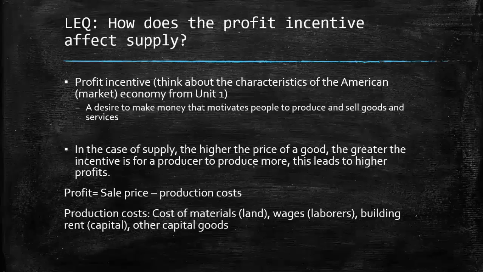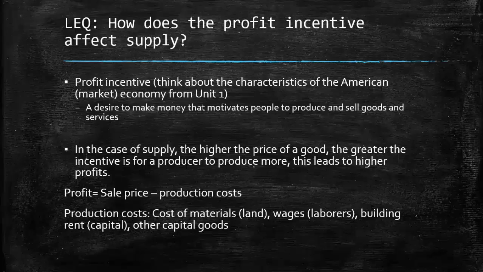Now guys, think about this. Pretend you're an entrepreneur right now. The more money you can make, the higher the price of a good, the greater the incentive for a producer to produce more. This leads to higher profits. Wow, I can make a lot of money selling beet juice at a juice bar.